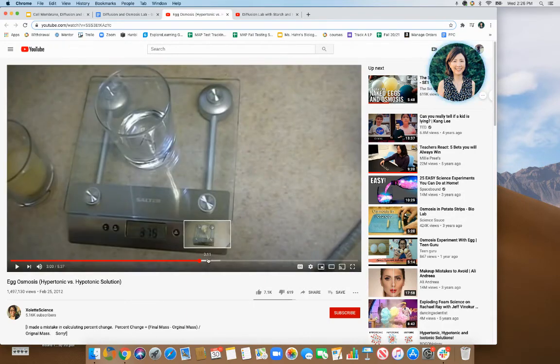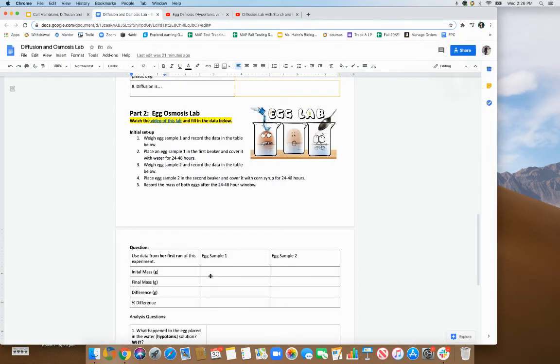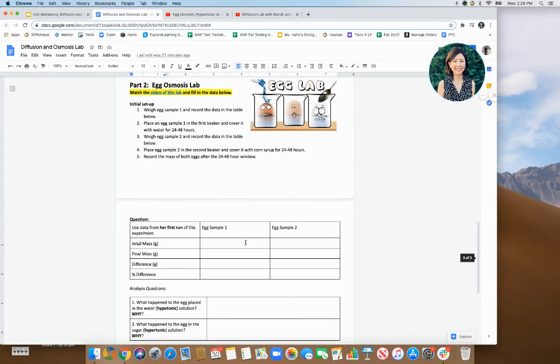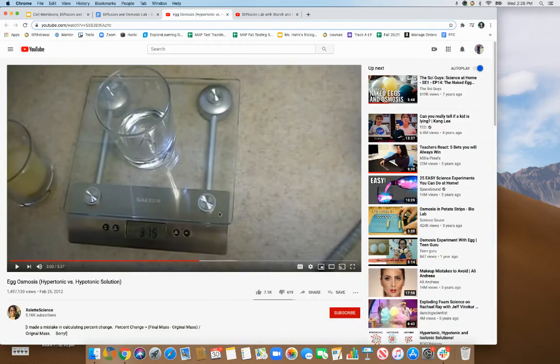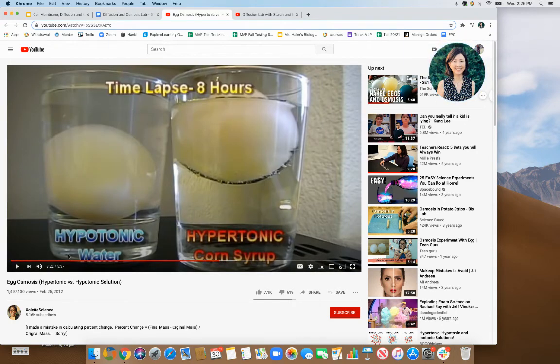Okay, so she did that for three days. And then she's going to go ahead and weigh each one. So that will be your initial mass. And then she's going to put them in different solutions. Okay, so one egg she's going to put in a hypotonic solution, water.